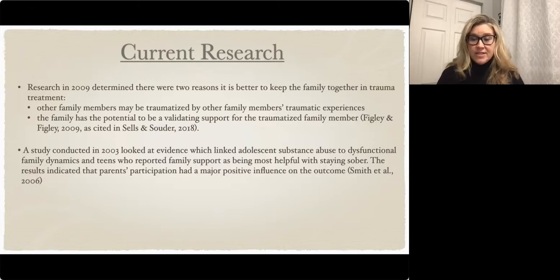Another study, which was conducted in 2003, looked at evidence which linked adolescent substance abuse to dysfunctional family dynamics and teens who reported family support as being most helpful with staying sober. The results of this research indicated that parents' participation had a major positive influence on the outcome.